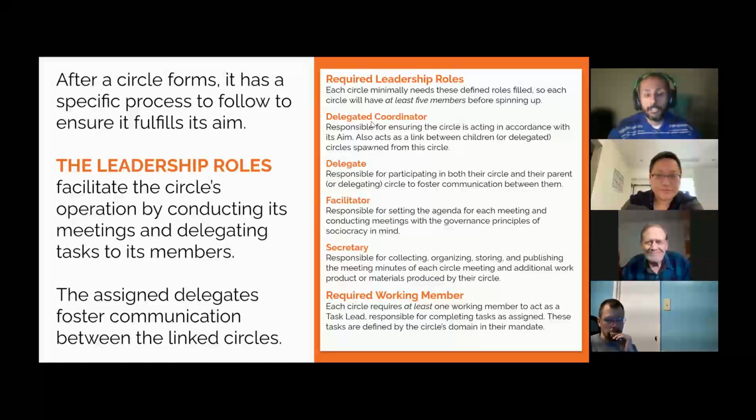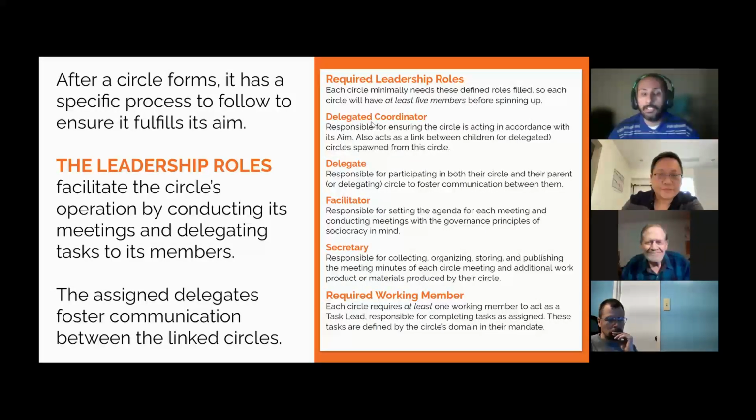Checklist for spawning a circle. Before a parent circle authorizes a child or delegated circle, this checklist must be fulfilled by the proposed mandate.